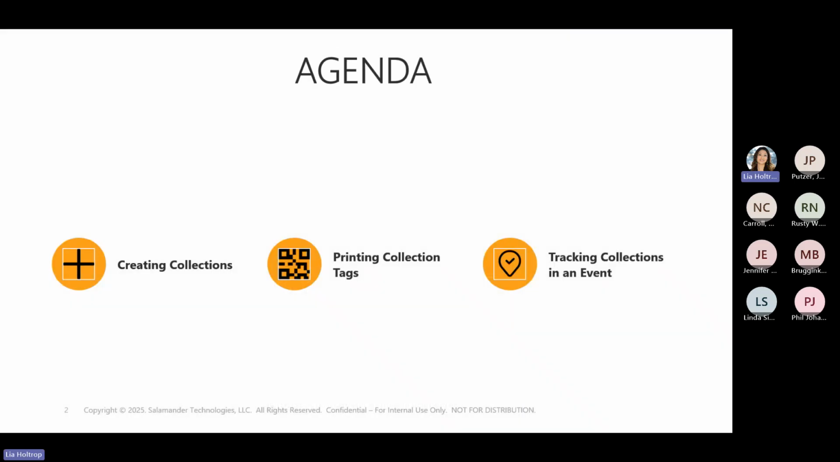So there are three areas of focus in today's training. We are going to first look at what a collection is and how to create them in Salamander Live. Second, we'll look at how to print collection tags. And last, we'll look at how to check in, track, and manage collections during an event.